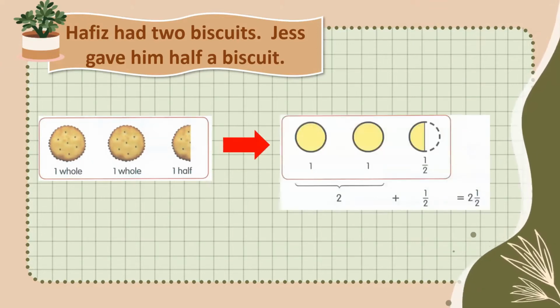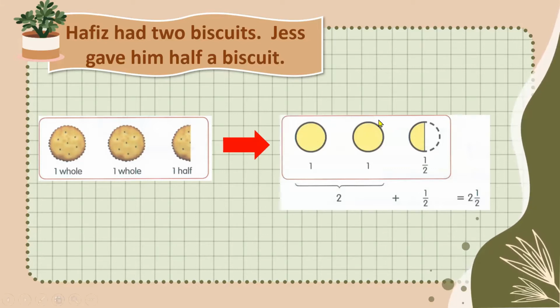If you look at the model, we have 1 whole and another 1 whole, and this one is half of the biscuit. Why is it 1/2? This 1 whole was divided into 2 parts, 1, 2, and only half of it, which is represented by the shaded part, was given to Hafiz. So that's why the numerator is 1, which is the shaded part, and the denominator is 2, which represents these 2 parts.